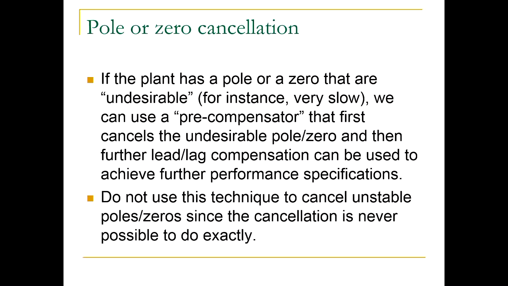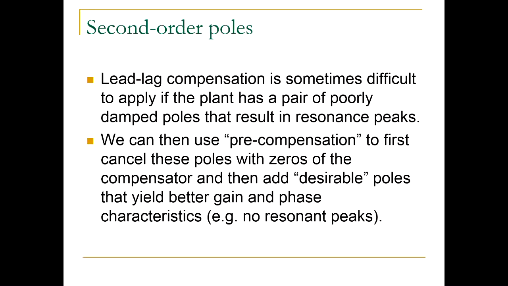So don't use this technique to cancel unstable poles or zeros, because it's never possible to do it exactly anyway, right? There's always a difference between the model and the plant, and ignoring unstable poles and zeros could have a really bad effect on the overall outcome of the design. If you also have poorly damped poles, for instance very close to the imaginary axis as complex conjugates, then you can again use this sort of pre-compensator.